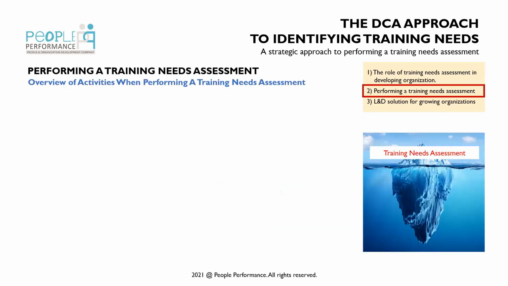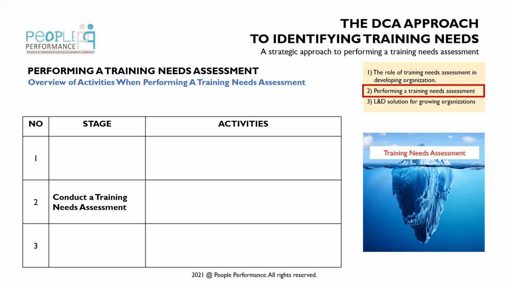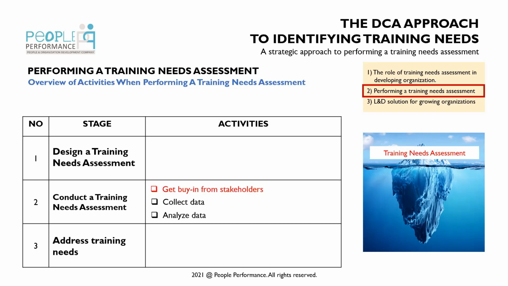Moving on, if you look at the iceberg, training needs assessment in a way is very much on the surface. Sometimes your manager will say, hey, can you do a training needs assessment? And usually they are thinking: go collect data, get a form, analyze, and then we come up with a training calendar. That is actually just one component of it. The bottom of the iceberg is designing the training needs assessment and addressing the training needs. So these two other parts, called DCA, design, conduct, address, are what you need to holistically run an effective training needs assessment.